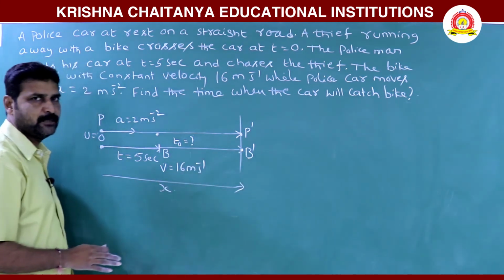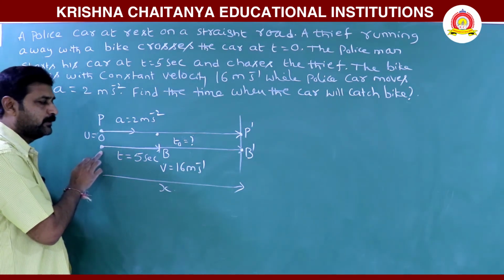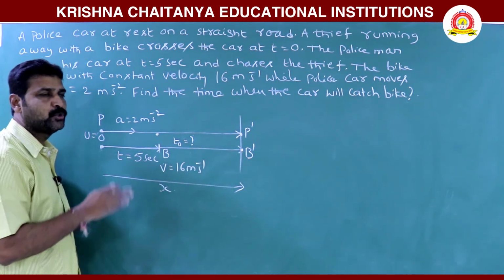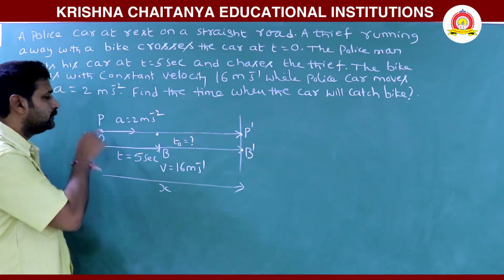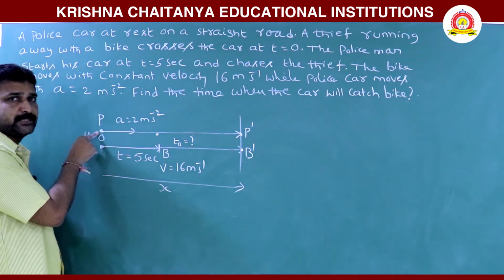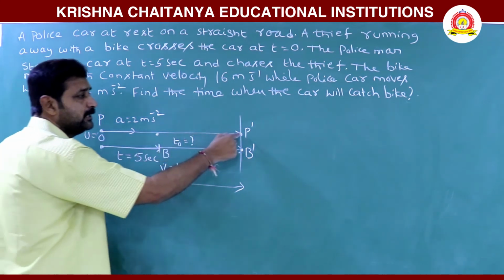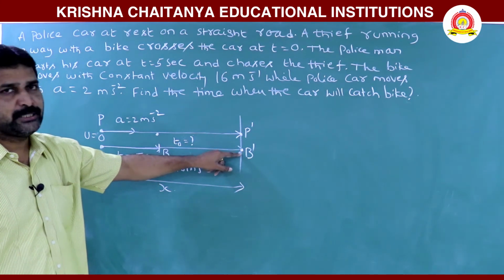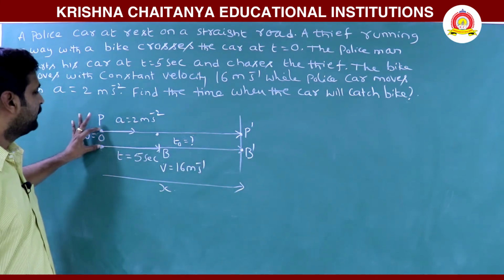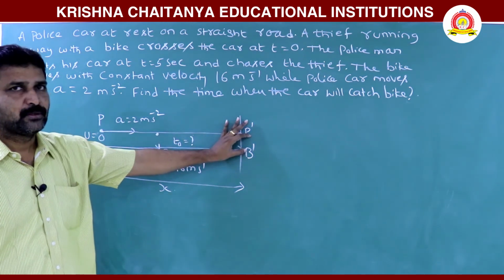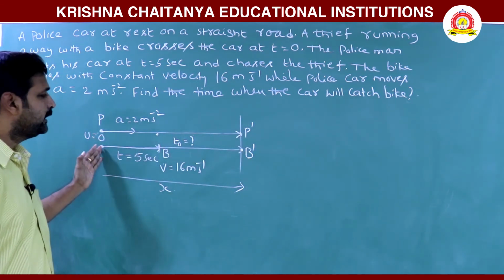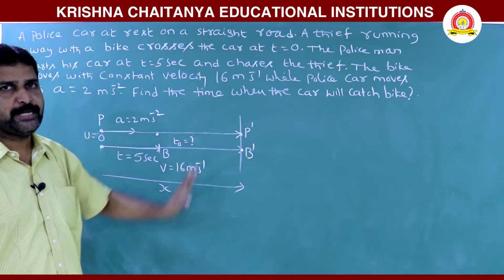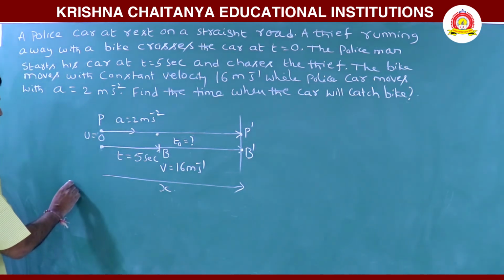Let's take a numerical example. If the bike reached from this point to this point in some 12 seconds, then the policeman started after 5 seconds, so he reached this point in 7 seconds. Then only he can catch the bike. The distance traveled by the two is the same. The thing is, initially the bike leads and finally the policeman crosses the bike. Right?